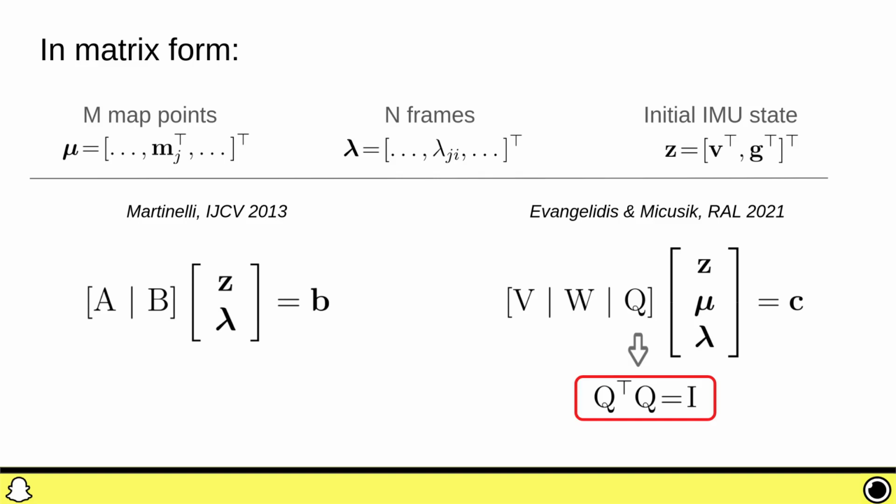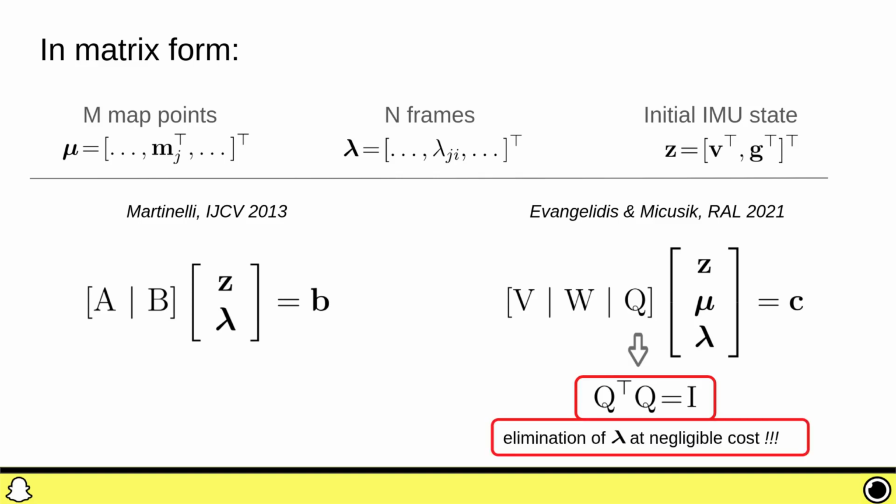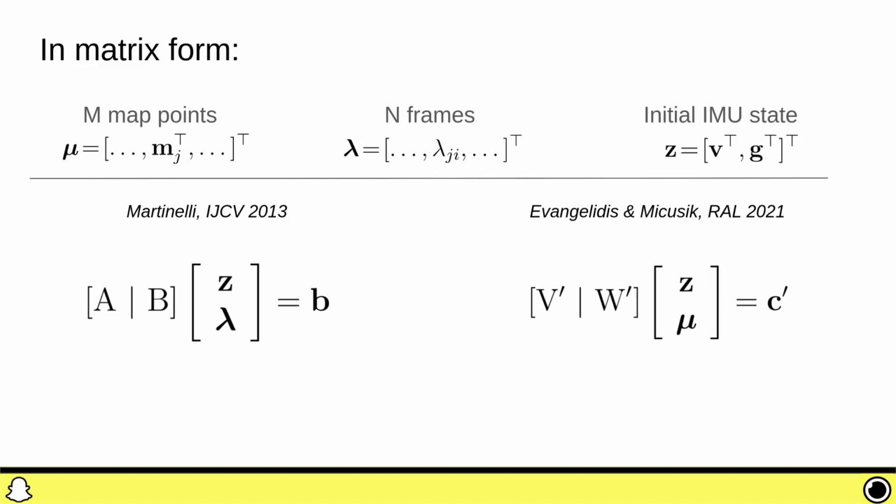This is not true for the matrix B, which has a more complicated structure that depends on how the observations are combined and on how the points are seen by the cameras. The semi-orthonormality of matrix Q means that the elimination of lambda parameters can be achieved at negligible cost, since one does not need to invert or decompose a matrix. As a result, one can directly build this system, which now has less unknowns than the one proposed by Martinelli.